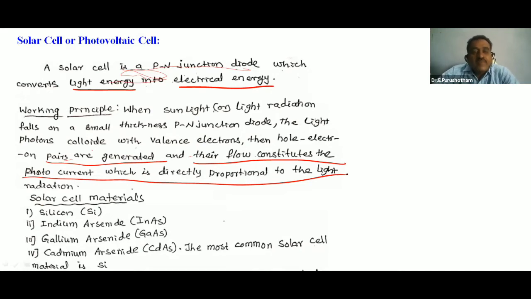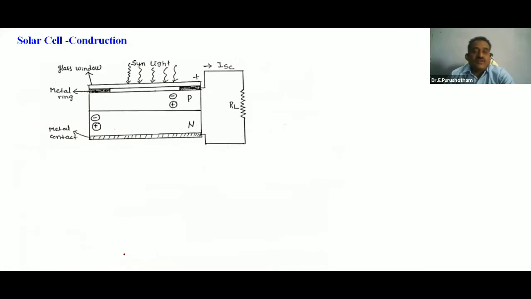So, solar cell materials. Using silicon we can prepare the solar cell. This is InAs, indium arsenide. This is also a solar cell material. Gallium arsenide, cadmium arsenide. The most common solar cell material, a very cheap material, is silicon. You remember, the most common solar cell material is silicon.